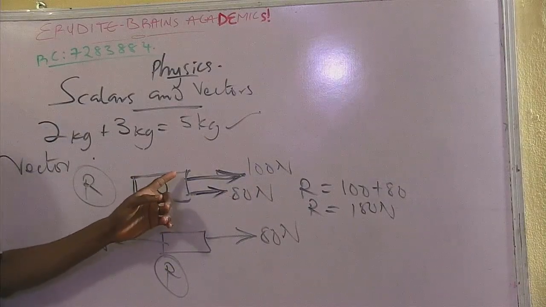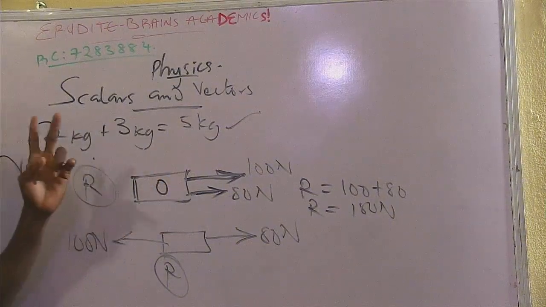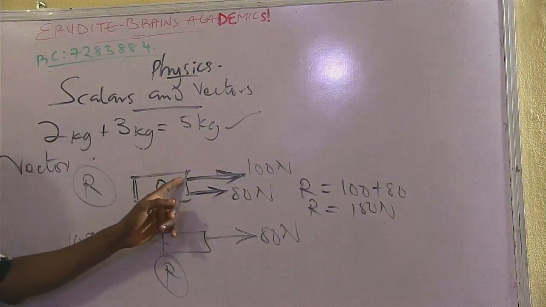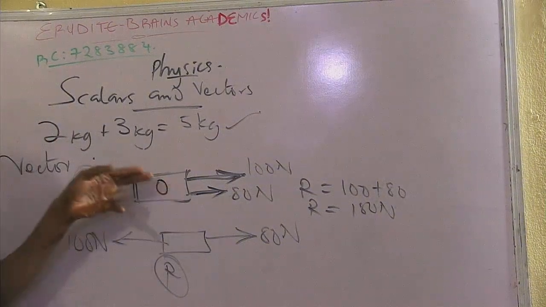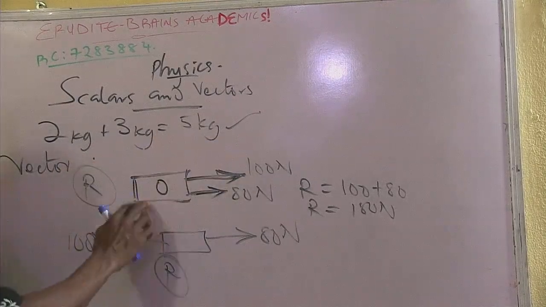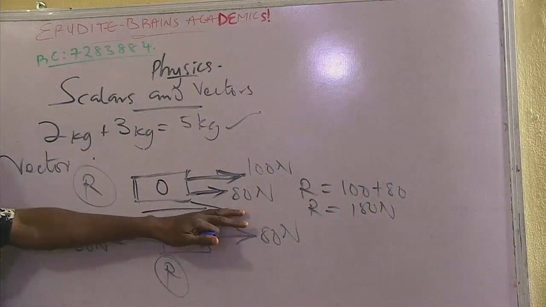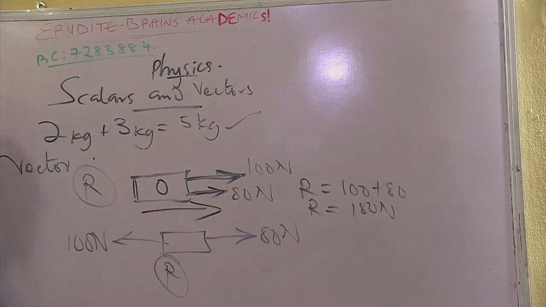Because this body is going to be experiencing 2 different forces, 100 and the other 80, both of the forces are being applied in the same direction. So this body is going to move towards this direction with 180 Newton. Now let's look at this other one.